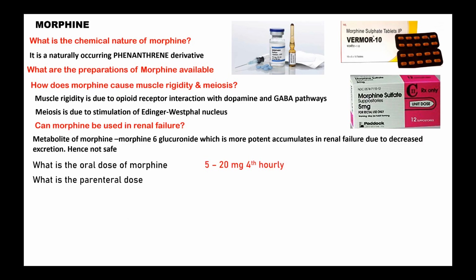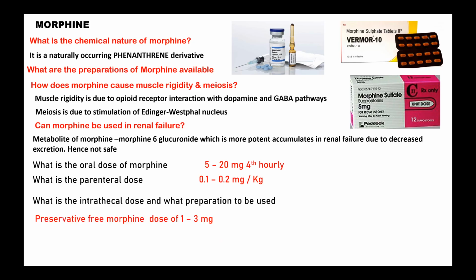What is the parenteral dose? 0.1 to 0.2 mg per kg. This is the intrathecal dose. What preparation to be used? Preservative free. Intrathecally 100 mics. Pre-morphine dose 1 to 3 milligram.